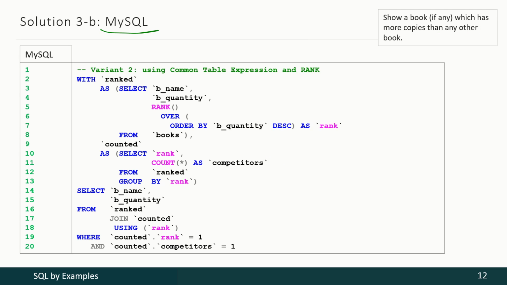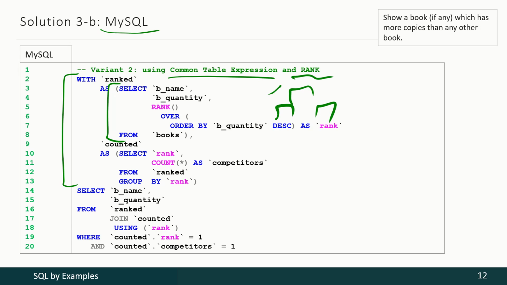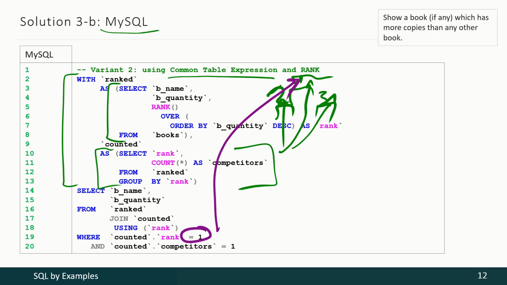The second approach in MySQL is to use common table expression, that is named subquery, and ranking function. So here we calculate the rank, that is the place for each book, either the first, the second, the third, and so on. And here we calculate how many competitors each book has on each place here. And then we select only those books that are on the first place, and we want that book to be standing alone there, so no other competitors except for that only single book in this place.